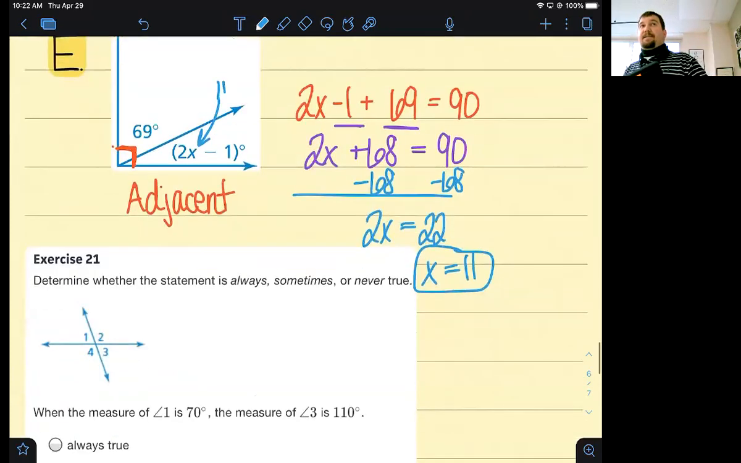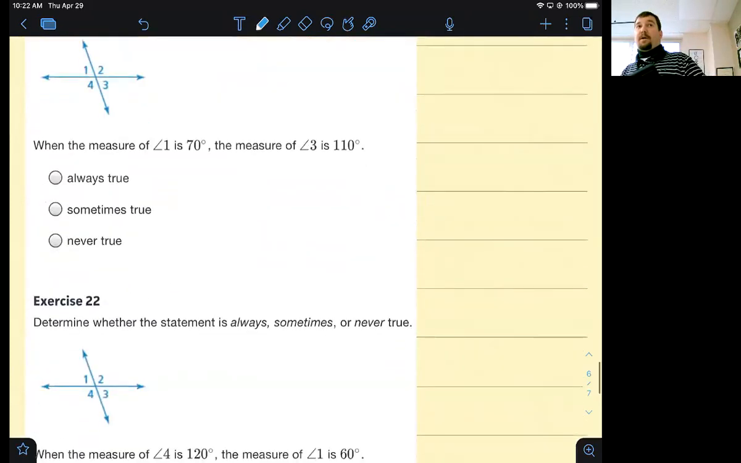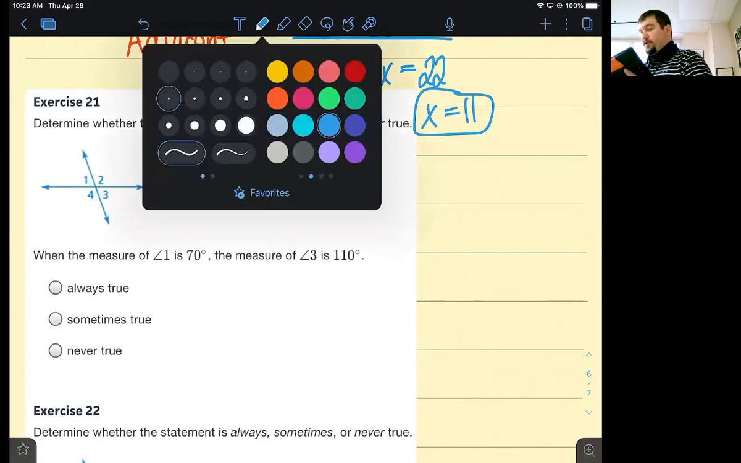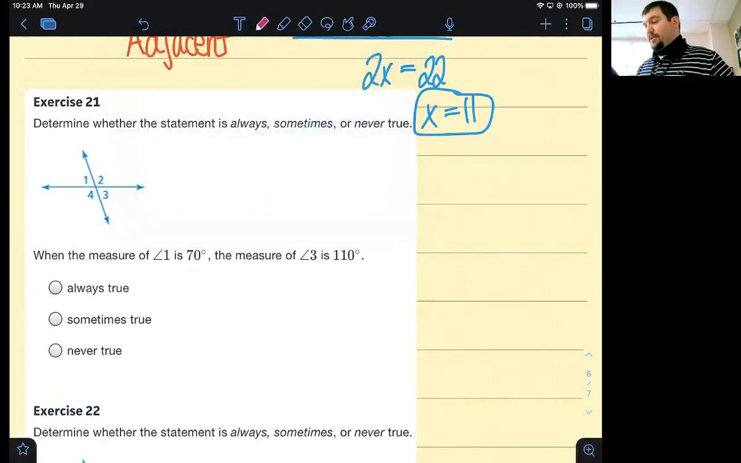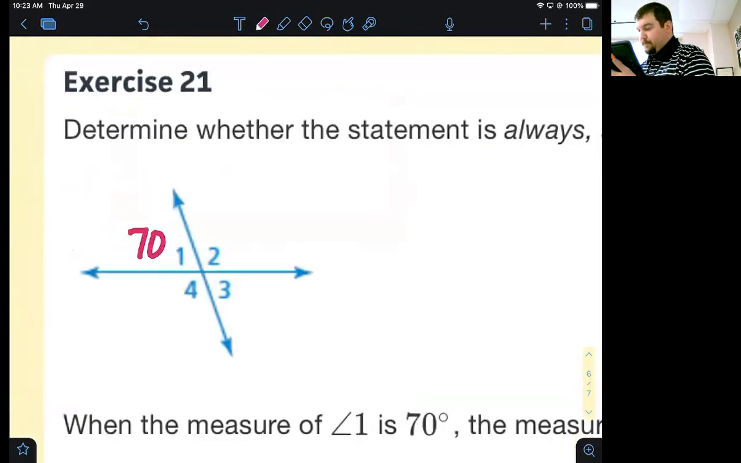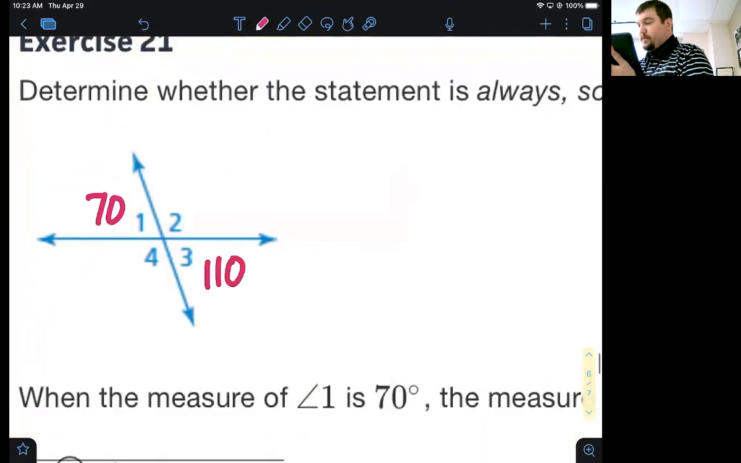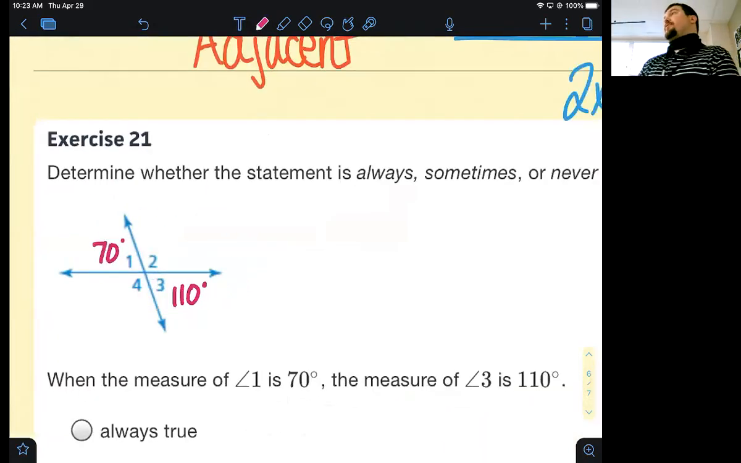We can look at a couple of homework questions. Actually, I think I have 4 on here. These are ones that are always true, sometimes true, and never true. These ones really test your knowledge of the material. Number 21, when the measure of angle 1 is 70, the measure of angle 3 is 110 degrees. Would you say that is always true, sometimes true, or never true, and be ready to explain why you think it?